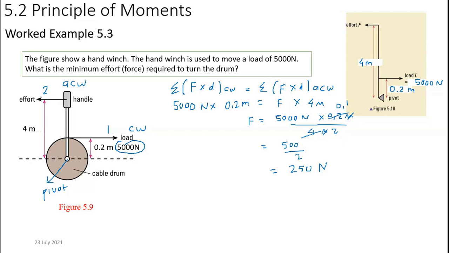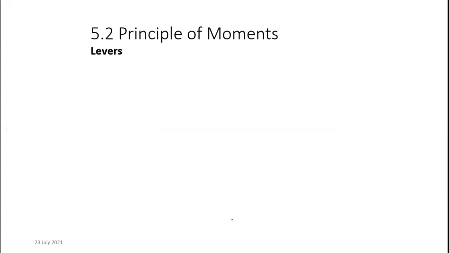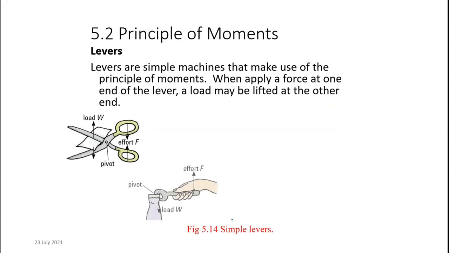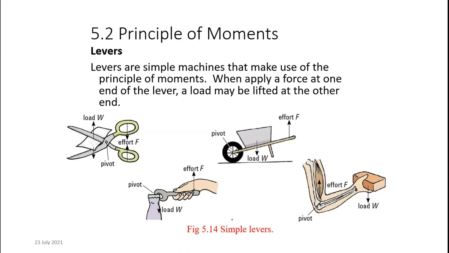Do you understand? Yes. What did I explain? Okay, this is about the principle of moments. And then levers are the example of machine that make use of the principle of moments in daily life. When applying a force at one end of the lever, a load may be lifted at the other end. For example, we find the pivot from the scissors.